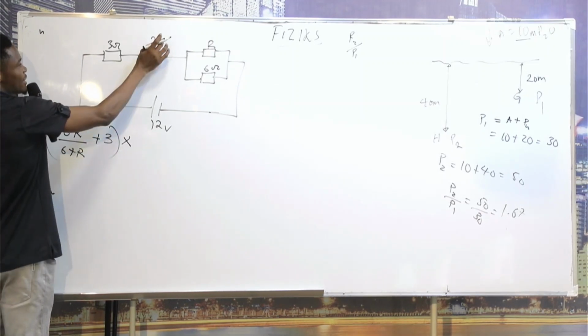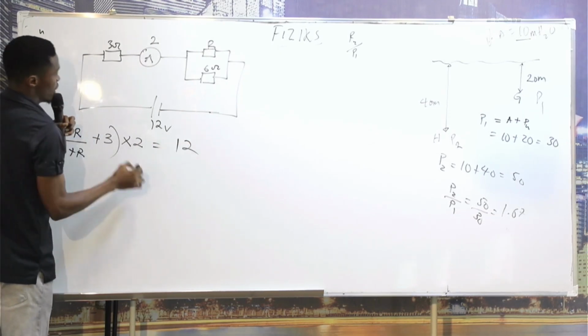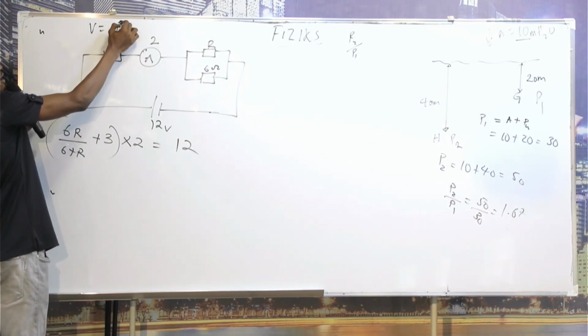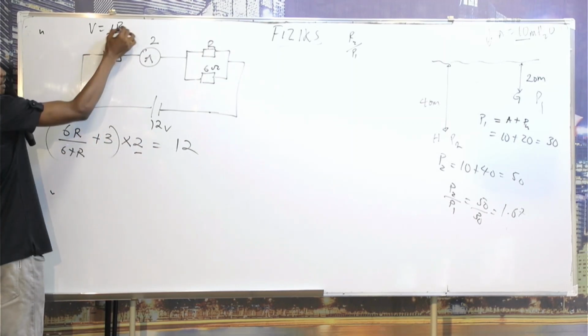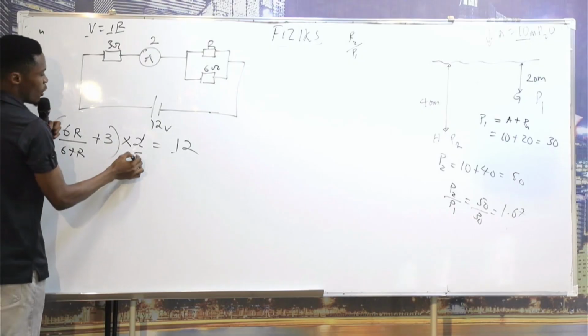Times the total current is what now? 2 ampere. So 2 will give us the voltage, 12. I'm using that V is equal to IR. So current is 2, resistance is everything here, V is 12. So 2 times how many? 6. So 6R over 6 plus R plus 3 equals 6. Collect like terms. Move this 3 over. You will have 6R over 6 plus R equals 6 minus 3, which is how many?